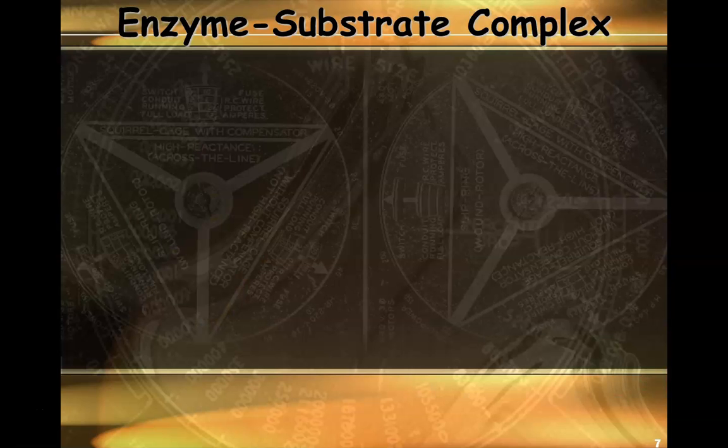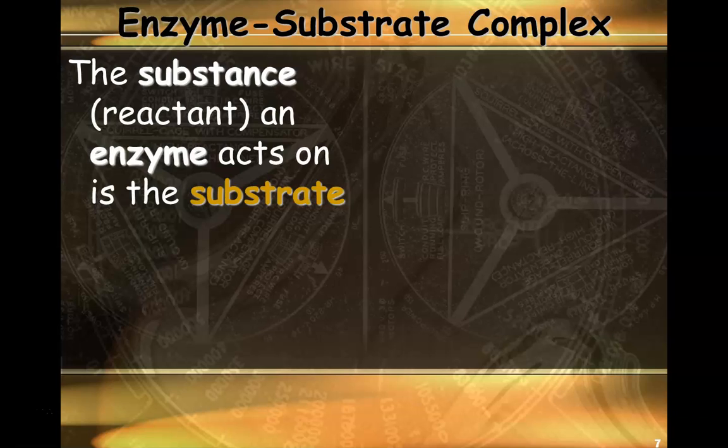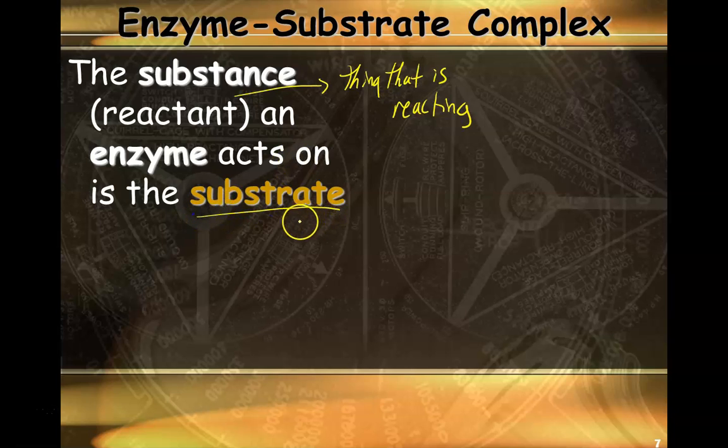Okay, so now we've introduced the idea of what it takes for the reaction to occur. Now we're going to go into some more detail here. So we use the word substrate, we use the word enzyme. Now let's talk about the enzyme-substrate complex. When we talk about the substance, the reactant, that's the thing that is reacting. The substrate is what the enzyme acts on. So when the enzyme is present, we're going to have that reaction. It's hopefully going to run based on some substance present. And as it says, the substance an enzyme acts on is the substrate.